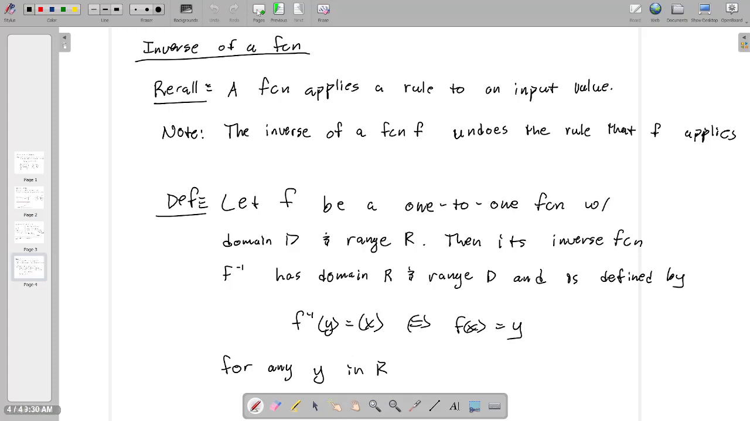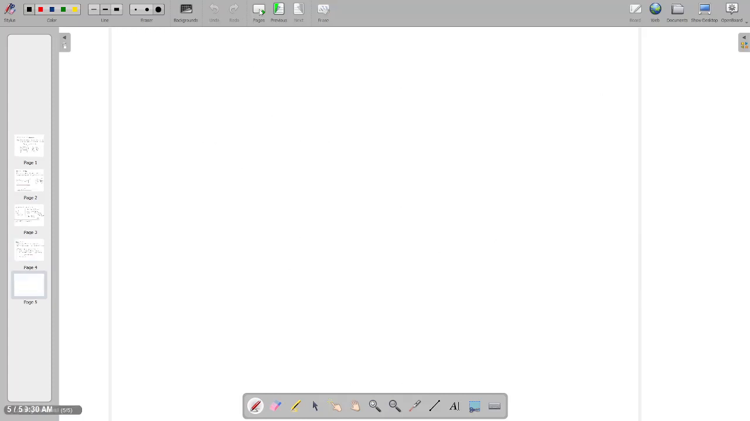Okay, let me show you a graphic of what this is saying. So suppose that we have a domain and a range, and we have our function f. So our f function is taking values from our domain, applying a rule, and outputting values in the range. Here we're talking about one-to-one functions as stated in the definition of an inverse function.